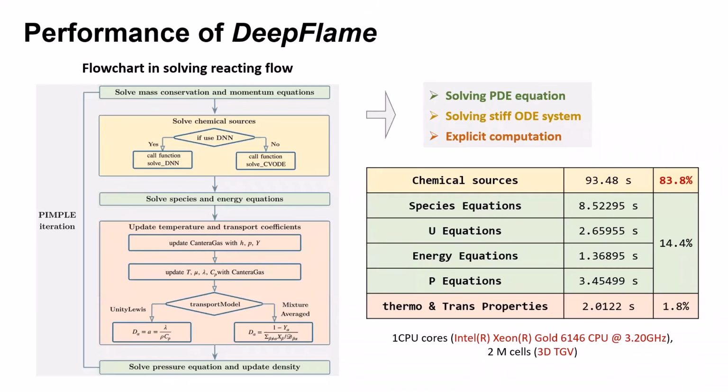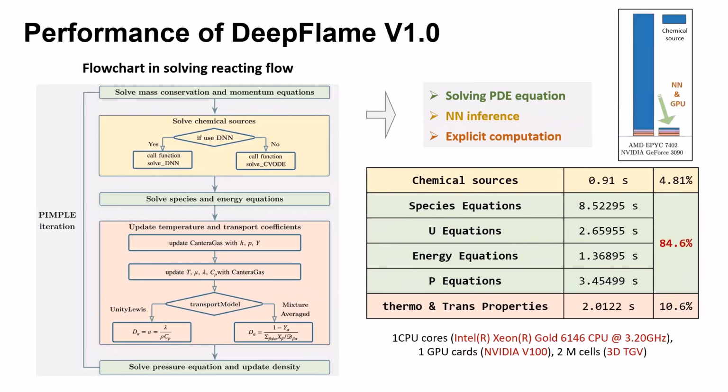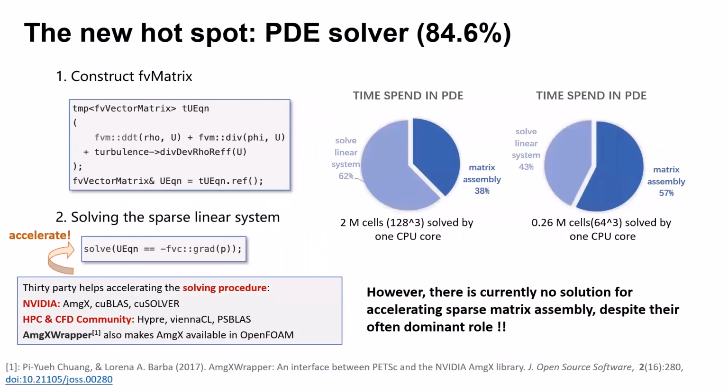In this case, if we use CVODE to solve the chemical source, we found it takes up to 83% of our workload. Now if we use inference and use GPU to do inference, it is only 4%, and the hot point becomes the PDE solver at this point. Now let's go to the next hot point. We need to take a closer look at this new hot point, the PDE solver.